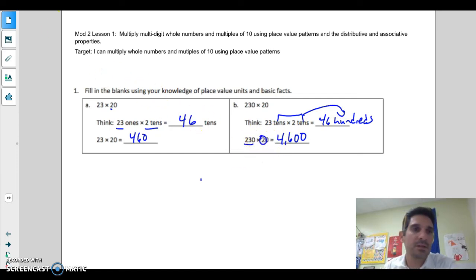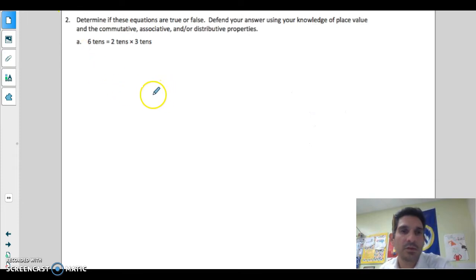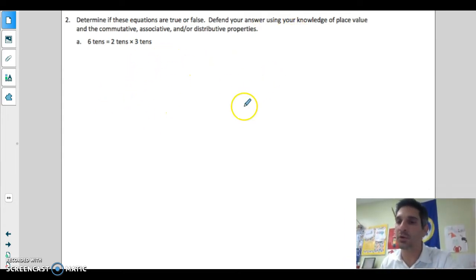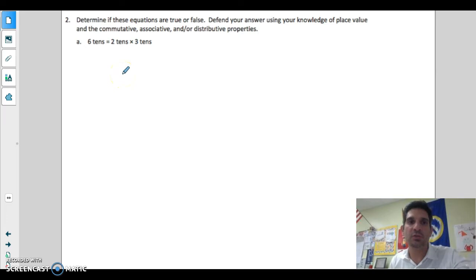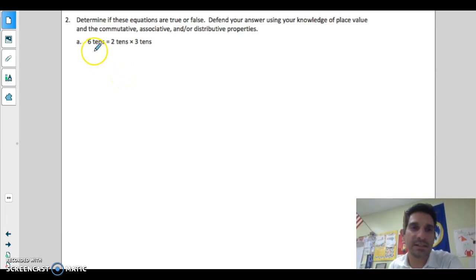All right? Let's look at the next one. Determine if these equations are true. Now, defend your answer using knowledge of place value. Ideally, I want you to do these without doing any full-on multiplication or anything like that. Just use what you know. Well, if I have 6 tens, well, 6 tens is equal to 60. Now, this is telling me it's equal. So if I have 2 tens, well, that's 20. And if I have 3 tens, that's 30.